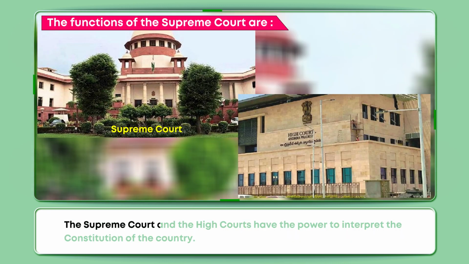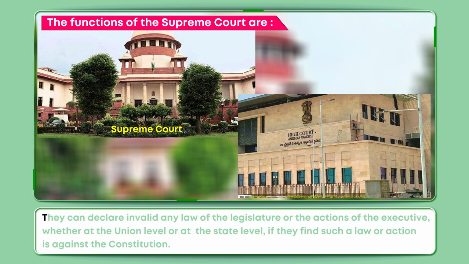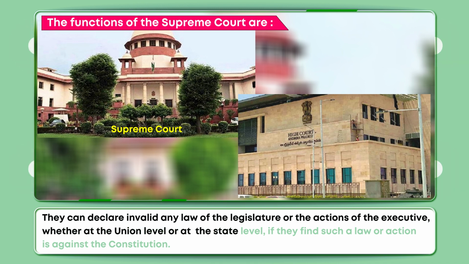The Supreme Court and the High Courts have the power to interpret the constitution of the country. They can declare invalid any law of the legislature or the actions of the executive, whether at the union level or at the state level, if they find such a law or action is against the Constitution.